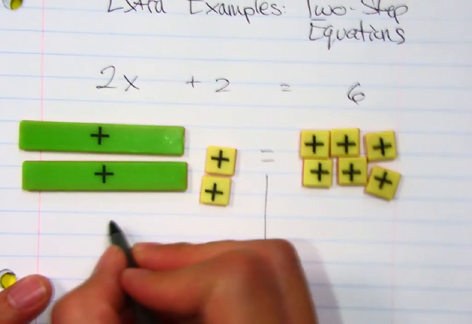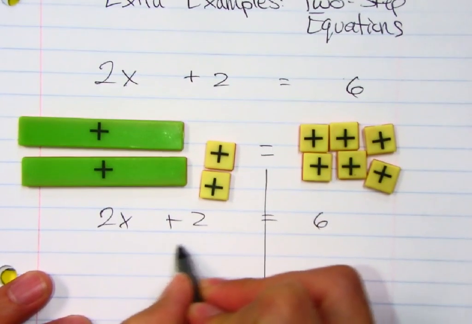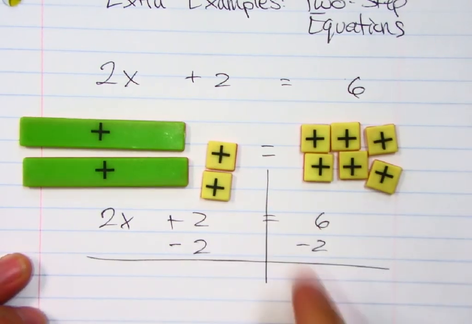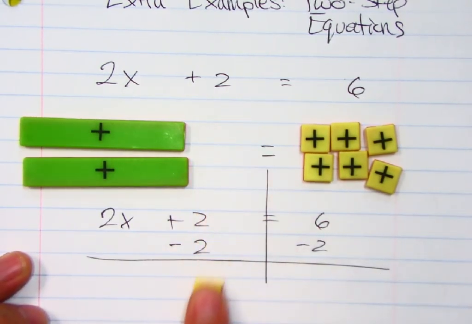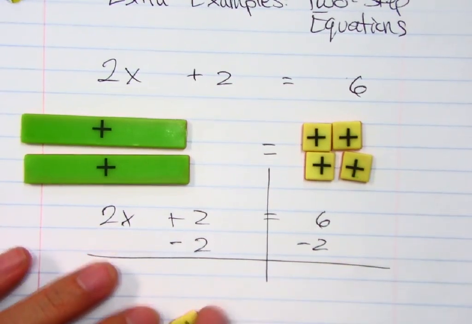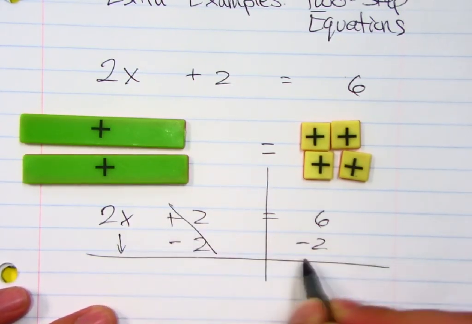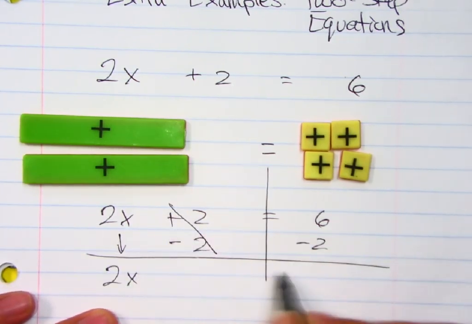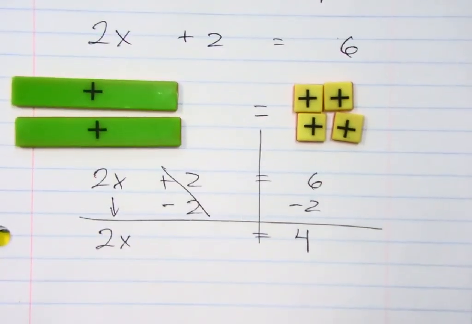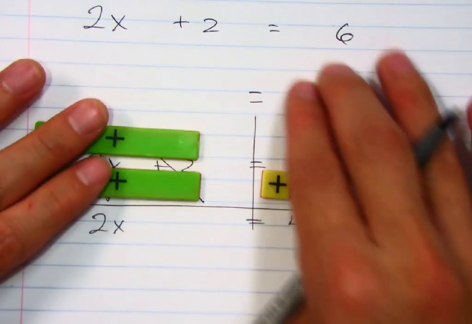So I had 2x plus 2 equals 6. And what I'm going to do is subtract 2 from both sides. If I subtract 2 from both sides, I'm going to take those 2 away, and there's 2 here to take away from here. So I eliminate those. You'll notice here that I'm left with 2x, and over here I'm left with 4. Okay, so far, so good. I'm just going to scoot this down a little bit. Let's put it right there for now.